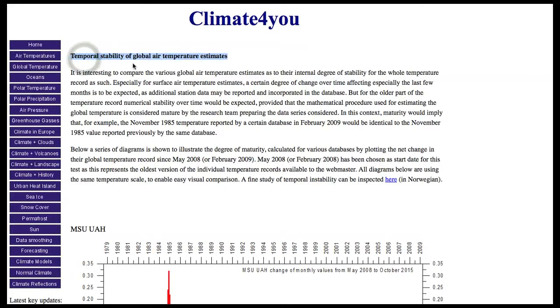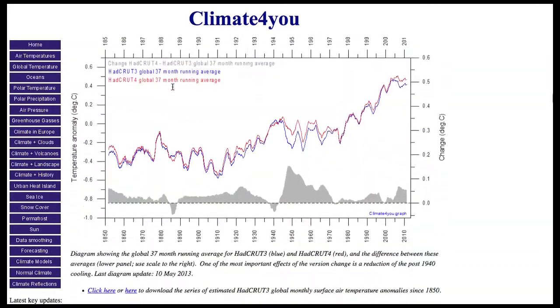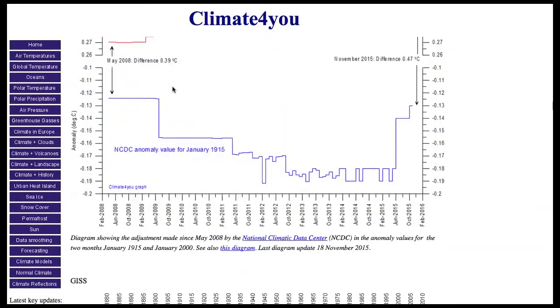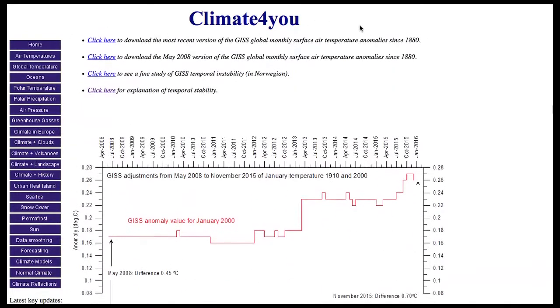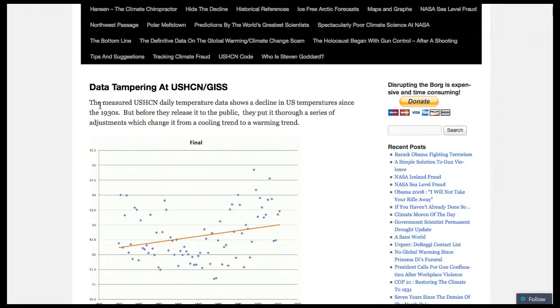And there's more on that from this Climate for You website on temporal stability of global air temperature estimates, where they go through and break it down by the different types of temperature records, satellite, and what have you. They show the different temperature records and how they've been altered over the years, the adjustments that have been made to them. It's a lot to go through, but I'll provide this link as just a short form version of this.